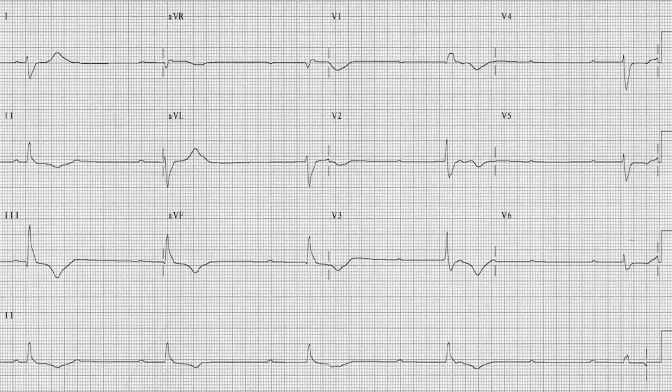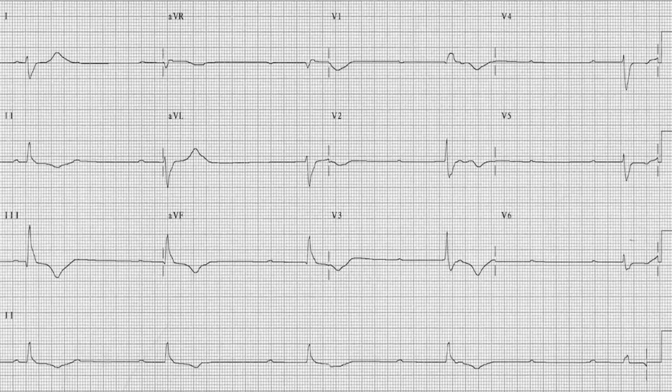So this R to R is 30, we checked the rate. Now we need to check this P to P. P to P is 1, 2, 3, 4, 5, only 5 large squares, so 300 divided by 5. So this is atrioventricular dissociation. The P wave is not proportional to the R wave. Now coming to this, so this is a complete heart block.